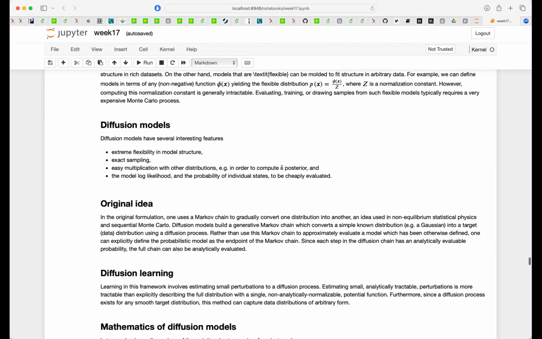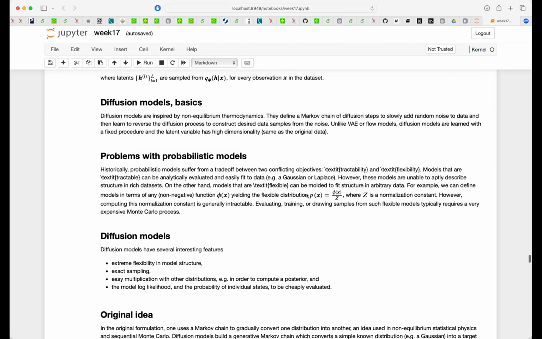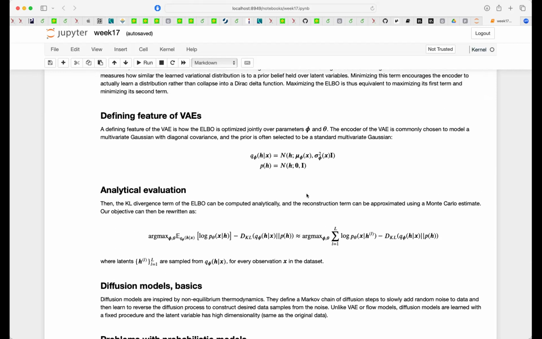So the diffusion models have some advantages over the other methods, and that's a claim by the authors: extremely flexible in model structure, exact sampling, easy multiplication with other distributions, and also the model log likelihood and the probability of individual states can be evaluated cheaply. So you can think of a diffusion model as a set of stacked variational autoencoders. That's the simplest way to think of the original setup.